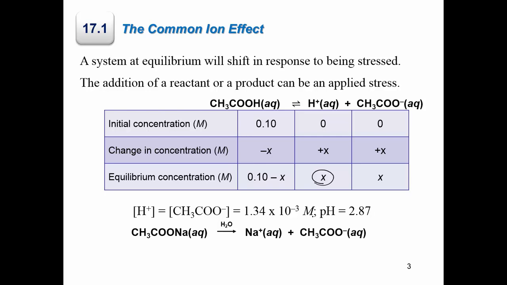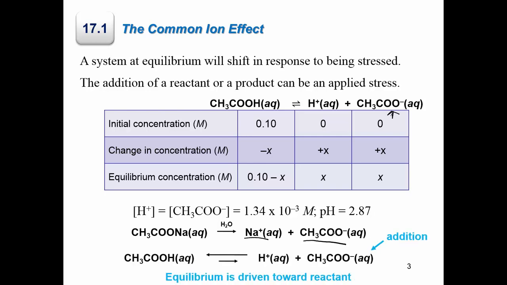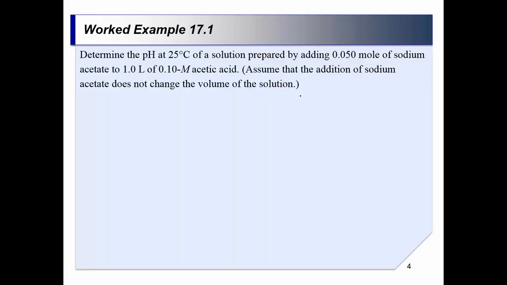And of course, that is based on the concentration of the hydrogen ion. Now, if we add sodium acetate to this solution, what would happen to our equilibrium? Well, sodium acetate in water does break into its ions, sodium and acetate. So what we are doing is increasing the concentration of our acetate. And when we do that, the equilibrium is then driven towards the reactant. It shifts left. Remember, it shifts away from an addition.